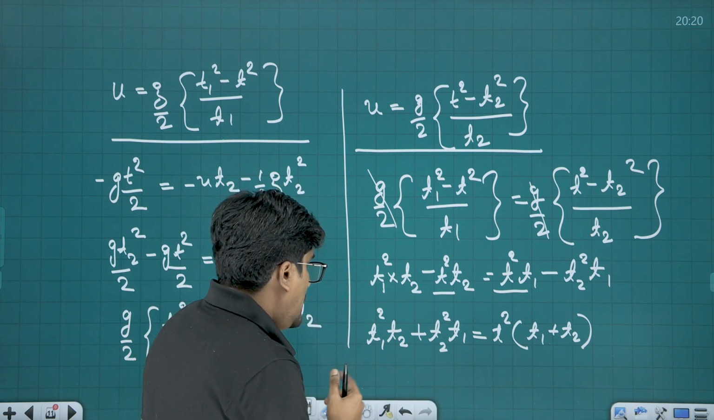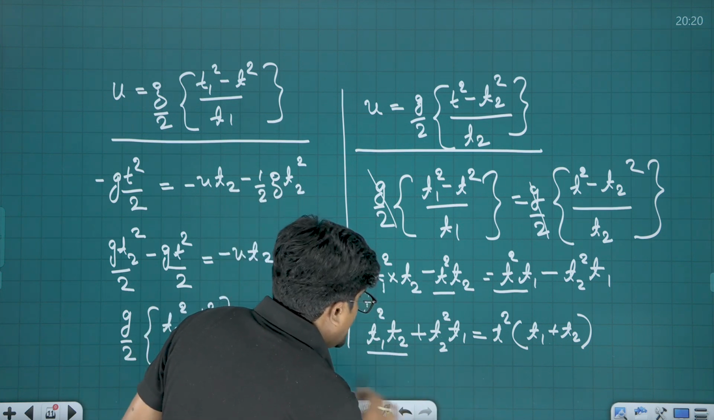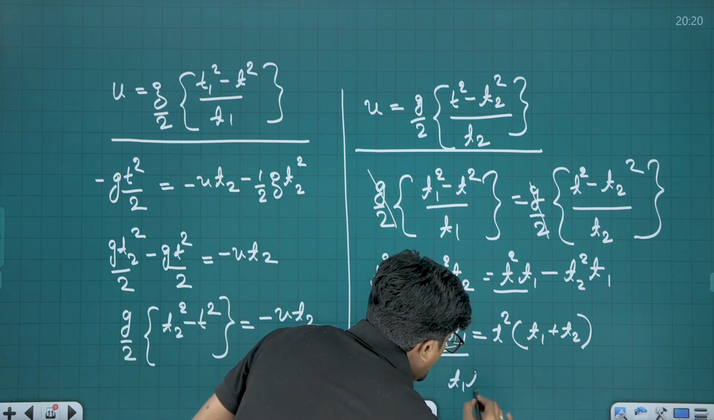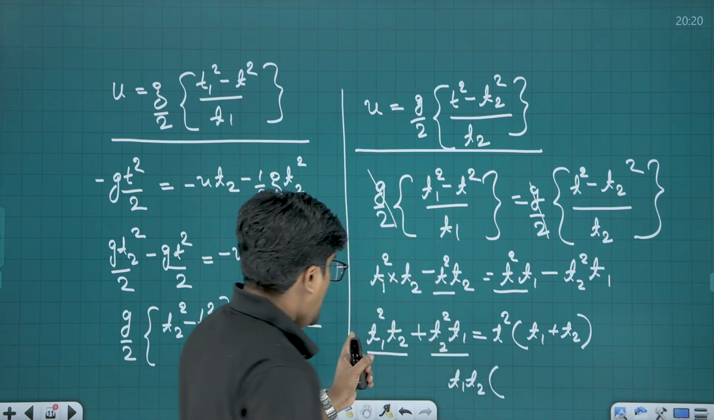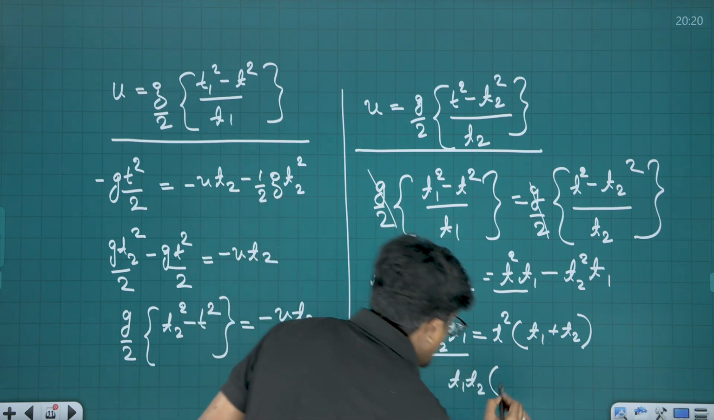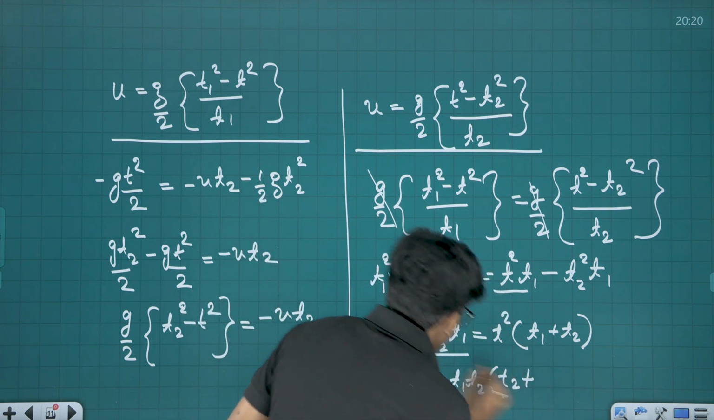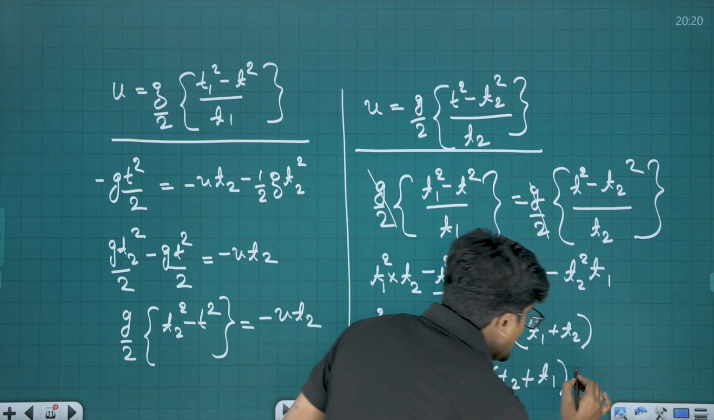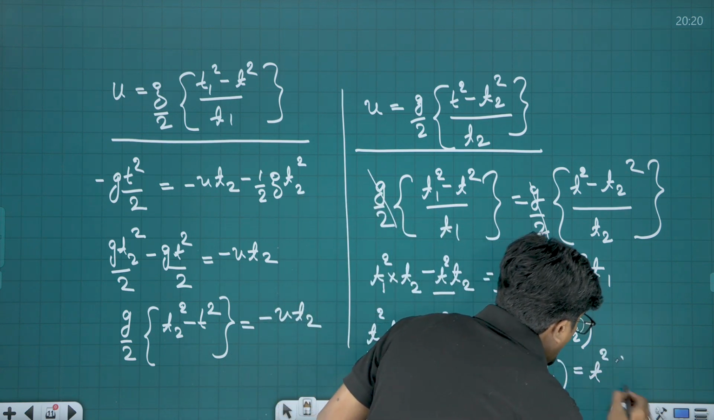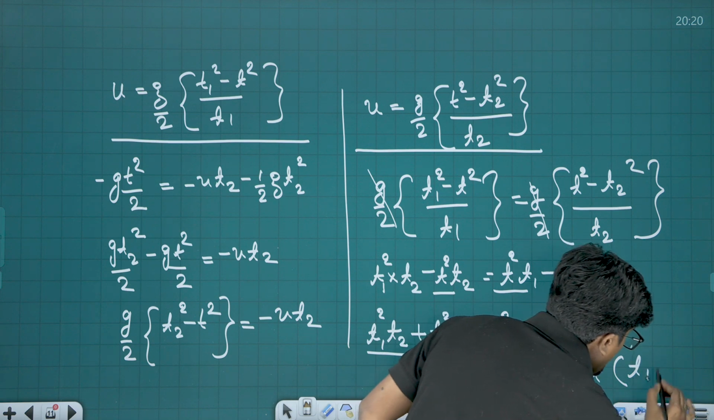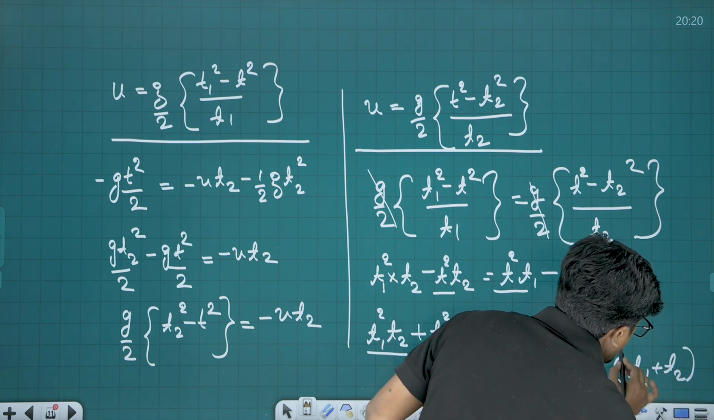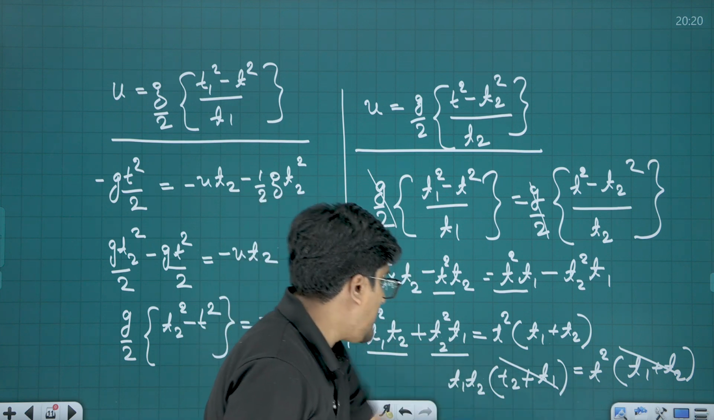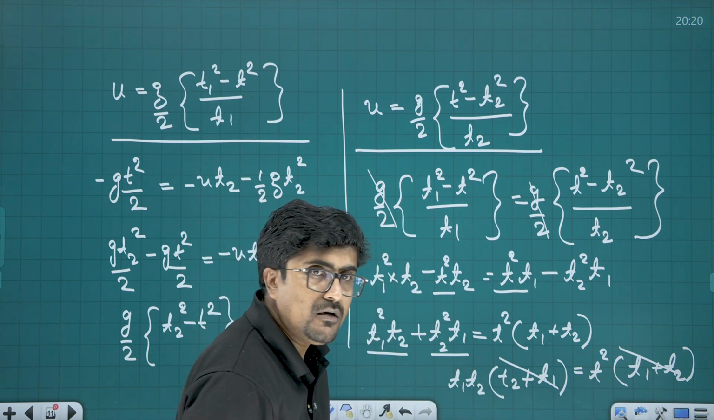Now here, if you have a look, t1 t2 is there and here also t1 t2 is there. So t1 into t2 is common, and once I take t1 t2 from here, I will be left with t1 and t2, that is now equal to t square into t1 plus t2. So t1 plus t2 and t1 plus t2 will cancel each other. Now we have got the final expression as t square equal to t1 t2.